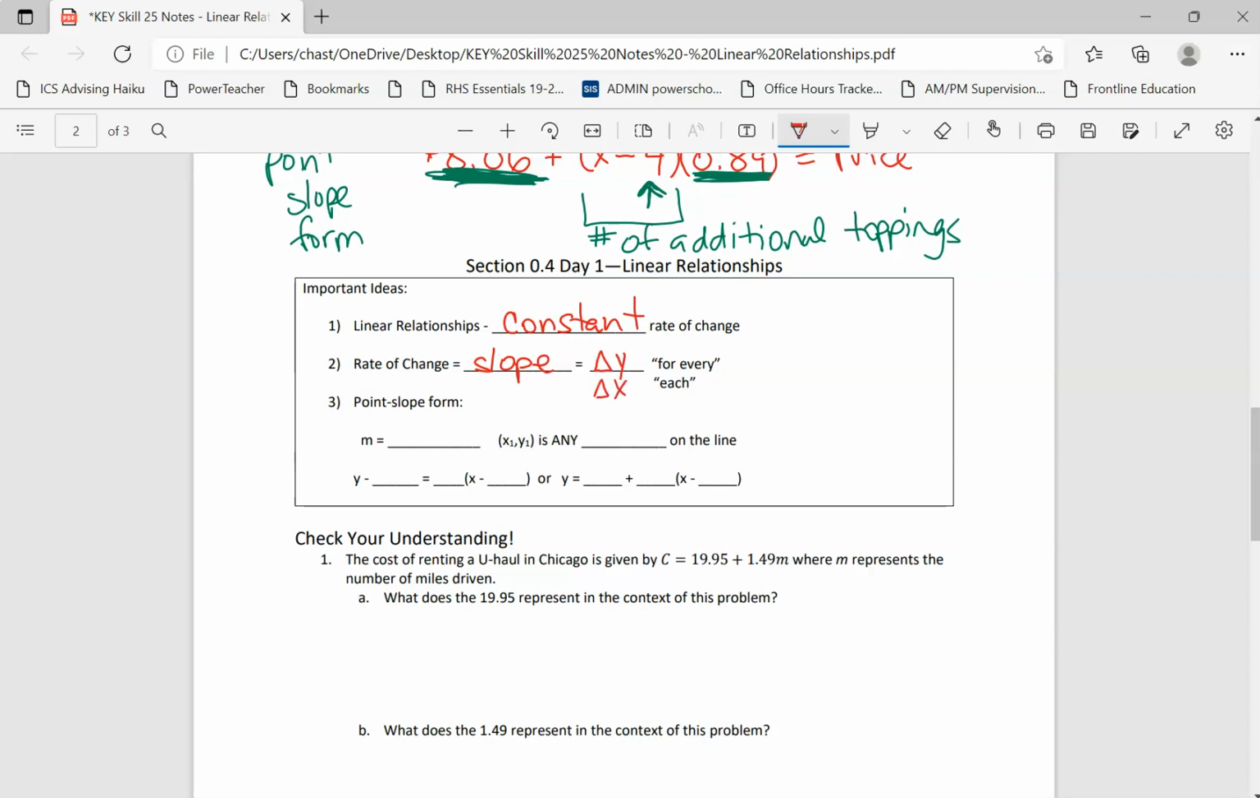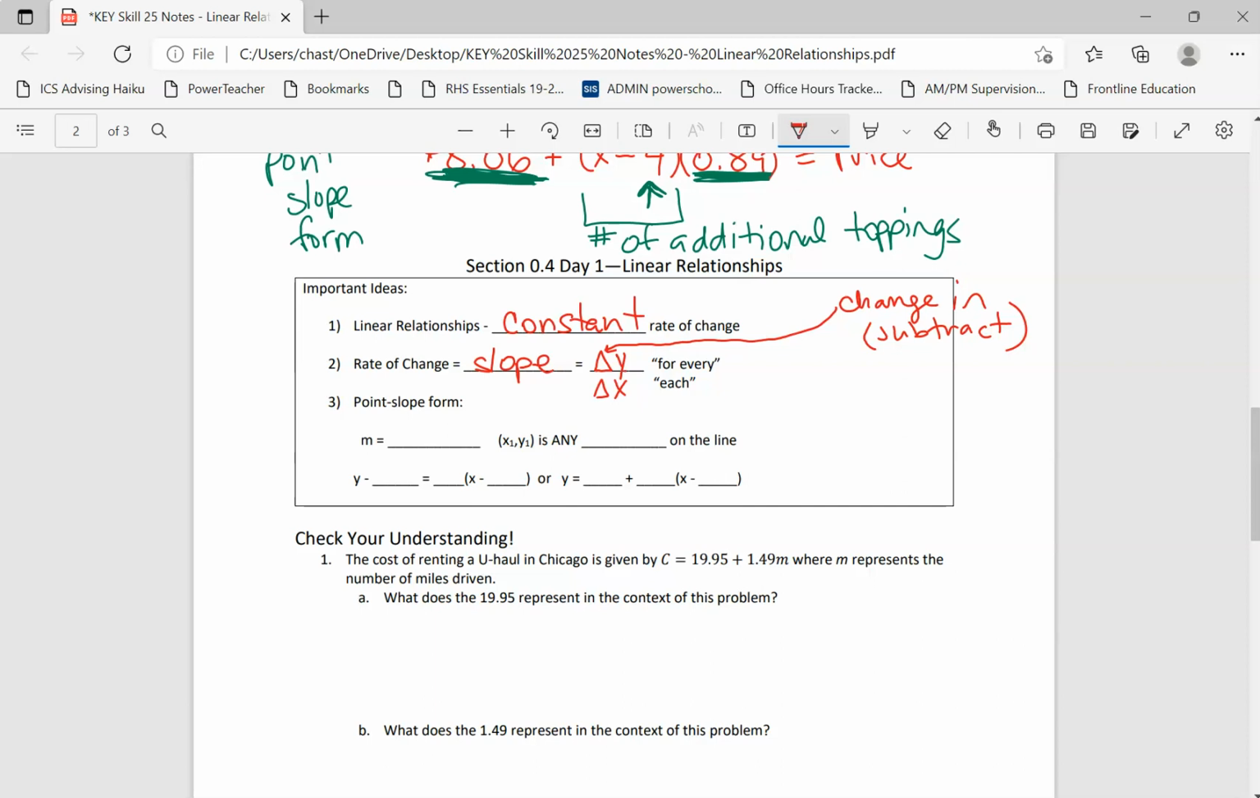So when you see that little triangle symbol, they use that a lot in physics to mean change of. It's the delta. So when you see that, that just means change in price. So it means you would subtract. Okay. Now notice when we refer to slope, we would say for every whatever's on top. So for every 89 cents that you increase, you're going to get for each additional topping in the case of what we were looking at.